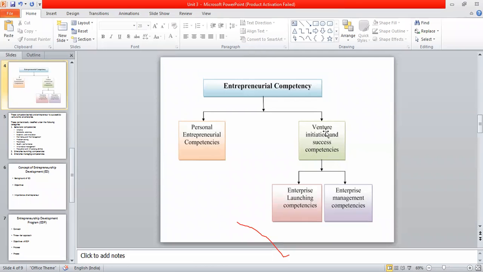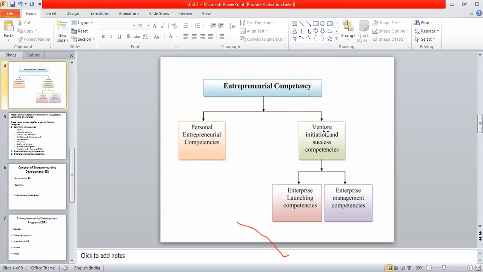So venture initiation. Now, at the personal level, whatever competencies we have discussed, that is precisely the definition of entrepreneurial competency: it takes care of your generic skills. I mean, the skills which you need to have to act as an entrepreneur, and there are some skills which you can inculcate specifically, you can work upon, and you can get them imbibed in you.